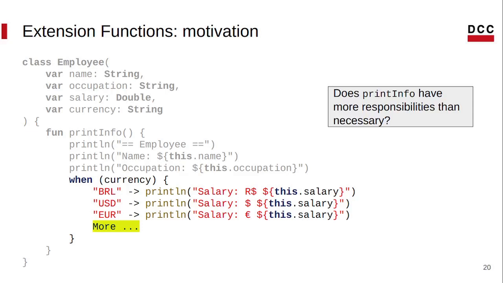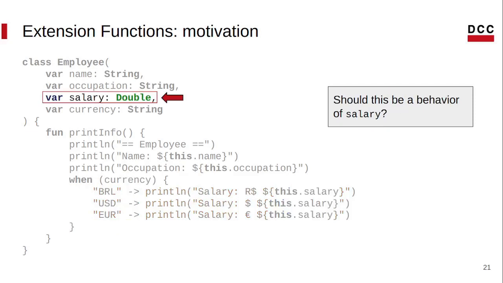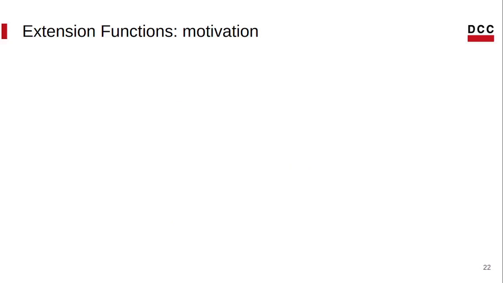Does printinfo have more responsibilities than necessary? Perhaps this behavior should be handled by the salary property. The printinfo method of the employee class should only be responsible for displaying the information about an employee and not for handling the currency value. Let's think about a way to solve this problem.